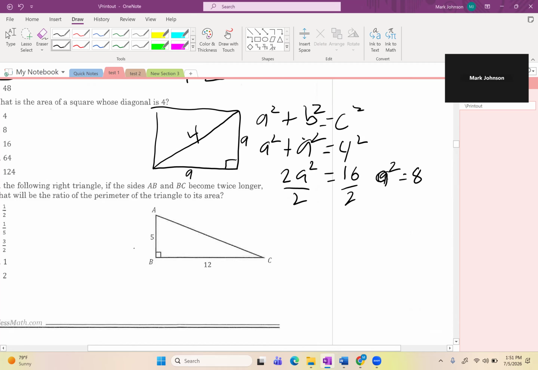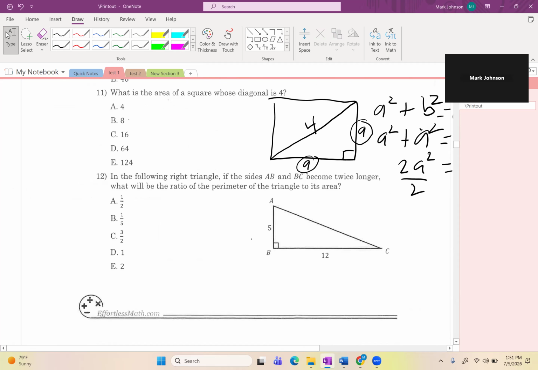Now, if we have a square, and the side is a, the area is a squared. So the area is 8. B.